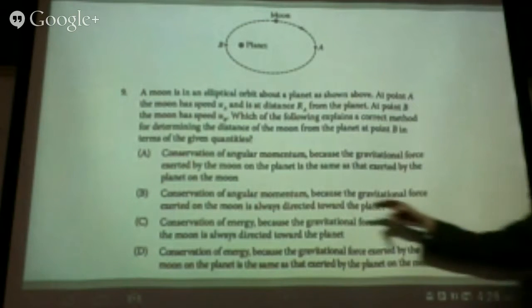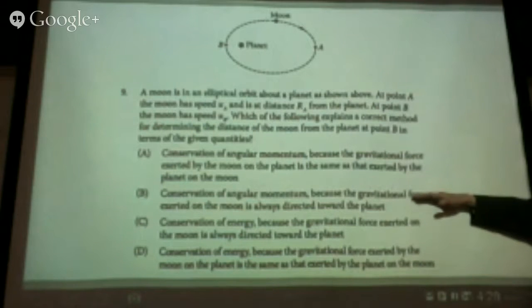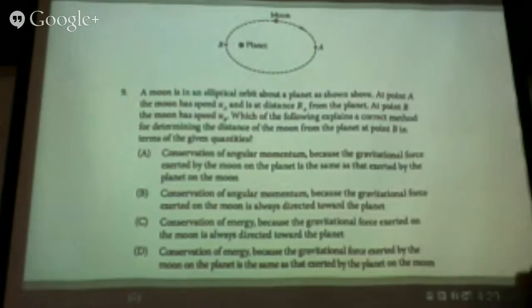Angular momentum is conserved when we have no torque. If we have torque applied over some time, then our angular momentum changes. So, the question now is, does that statement that gravity is directed from the moon toward the planet tell us that there's no torque? Yes, it is telling us that.